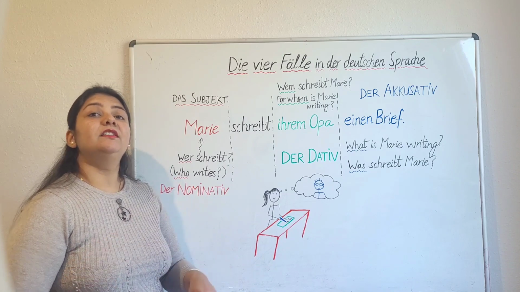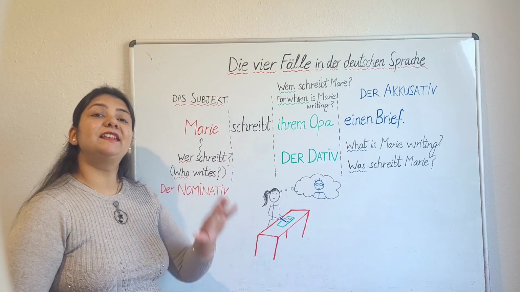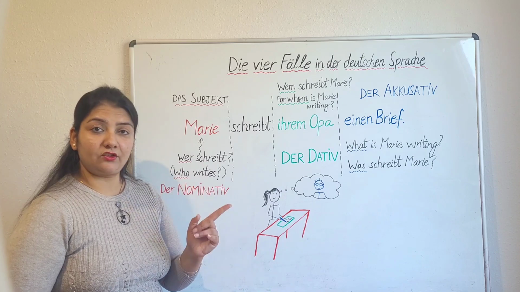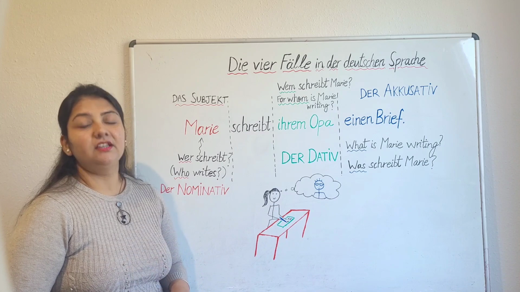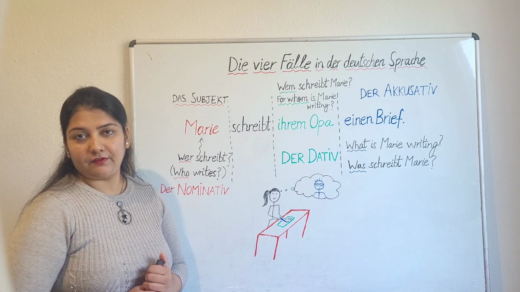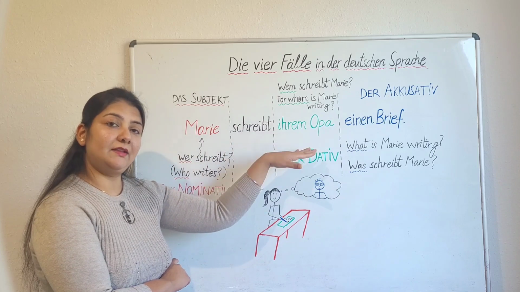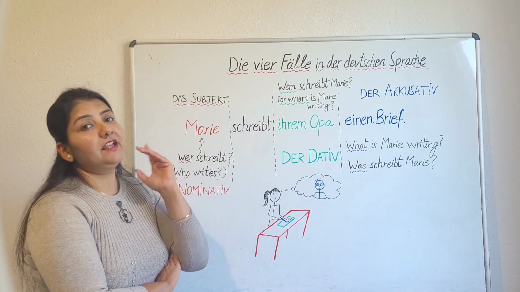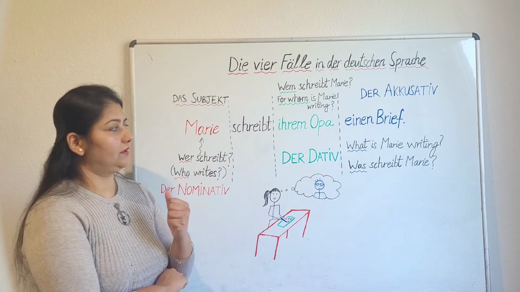So here, the person for whom she is writing the letter is an indirect object, and the indirect object is most of the times the dative object, der Dativ. So here, ihrem Opa, das ist im Dativ, right? Again, in case of any confusion, you can ask a question.